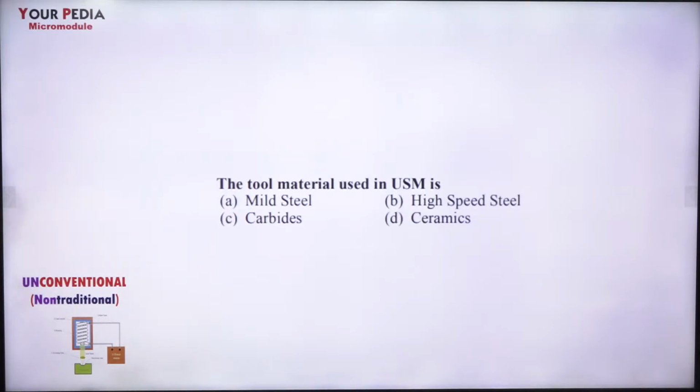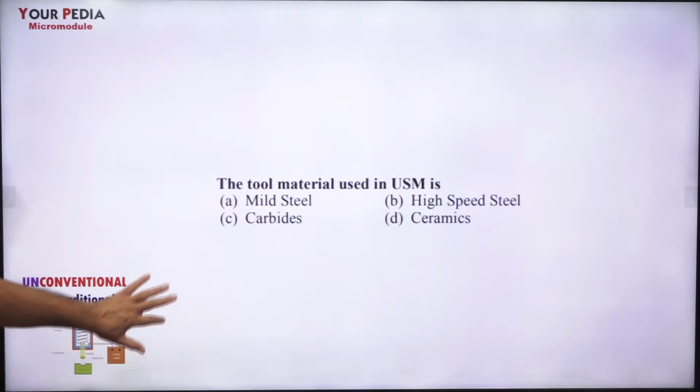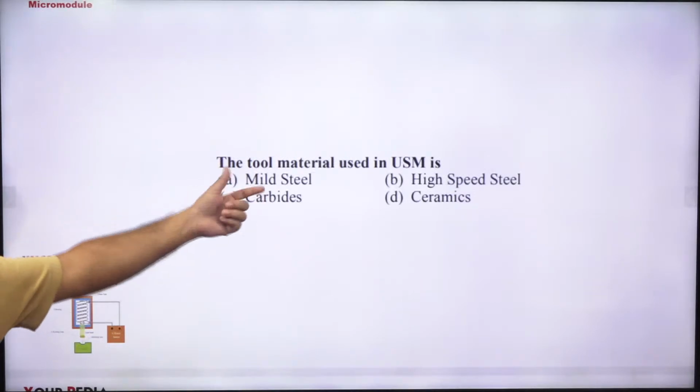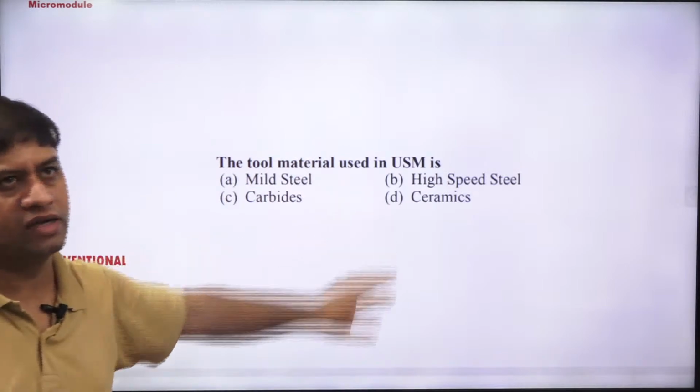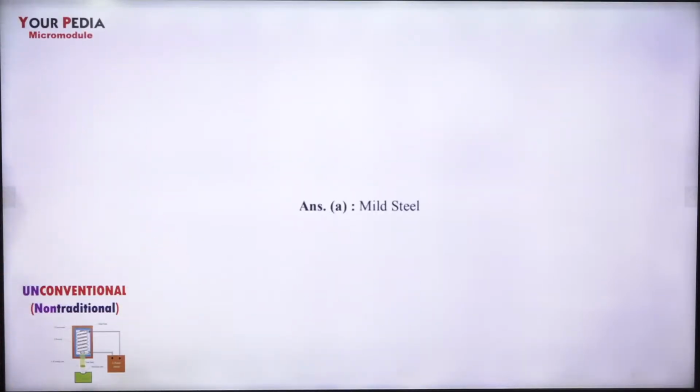Tool material in ultrasonic machining. Which of the following is the tool material used in ultrasonic machining? In ultrasonic machining, the tool material used is not very hard. Out of these four, mild steel is the ductile or soft material. Others are very hard materials. So mild steel can be used as tool in ultrasonic machining. Mild steel can be used.